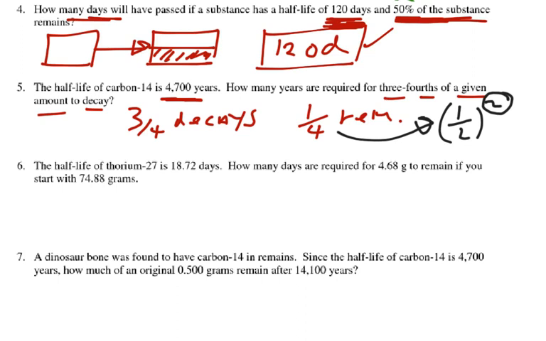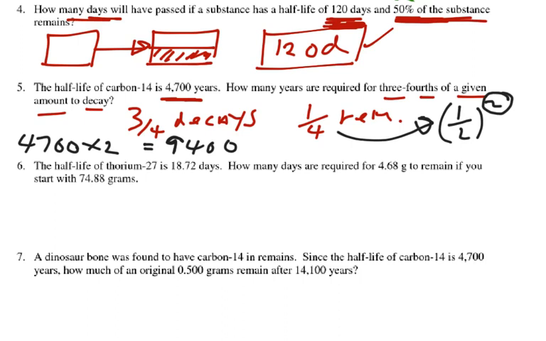So therefore, if we know that 1 half-life is 4,700 years, we will simply multiply by 2 to get the total time elapsed, and 4,700 times 2 should be equal to 9,400. Okay, that sounds good, 9,400. All right, we're moving on. Next question.